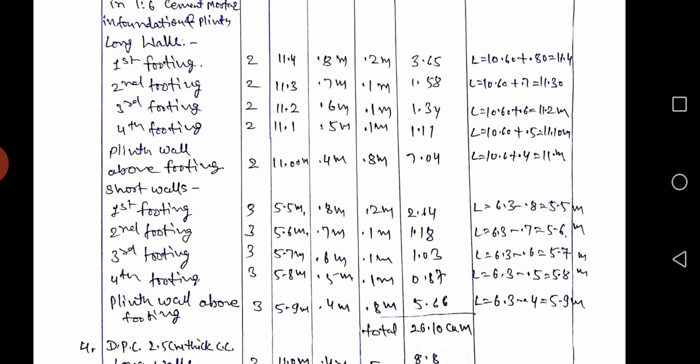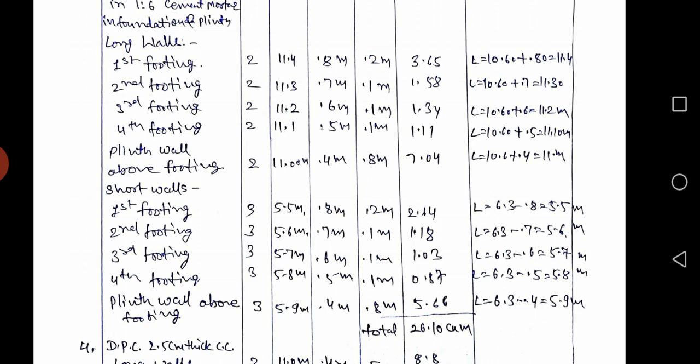Then the second footing, number of footings is 3. Then the length equal to 6.3 minus 0.7, that is 5.6 meter. 0.7 is width, 0.1 is height, total 1.18 cubic meter. Then the third footing, number of footings is 3. Length is 6.3 minus 0.6, that is 5.7 meter. 0.6 meter is width, 0.1 meter is height, total 1.03 cubic meter. Then the fourth footing, number of footings is 3. Length is 6.3 minus 0.5, that is 5.8 meter. 0.5 is width, 0.1 meter is height or depth, and total quantity is 0.87 cubic meter.